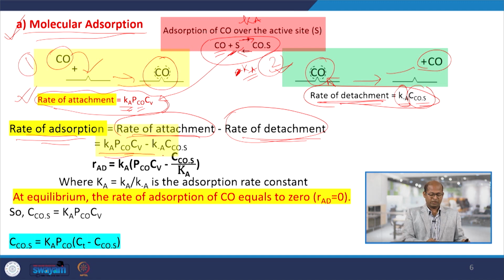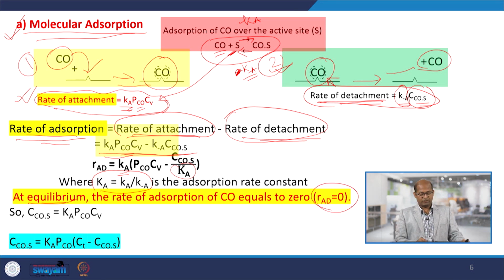So, now the rate expression for adsorption we can write this way. We can take k outside of the bracket, and then we can write it this way, where capital K equals the forward rate constant divided by the backward rate constant. So, that way we can write. Okay. So, now at equilibrium the rate of adsorption equals 0.